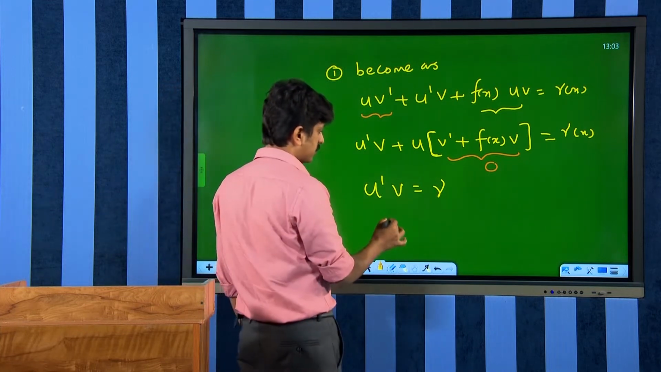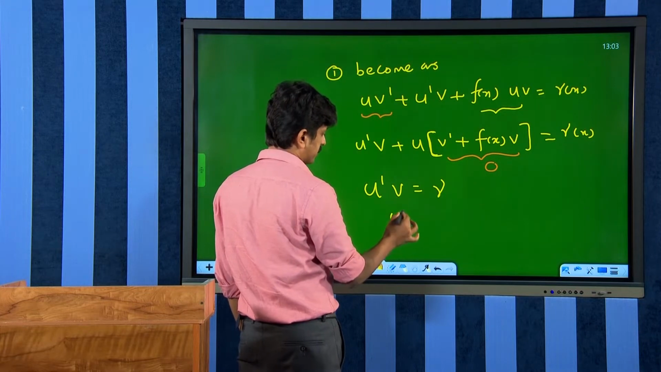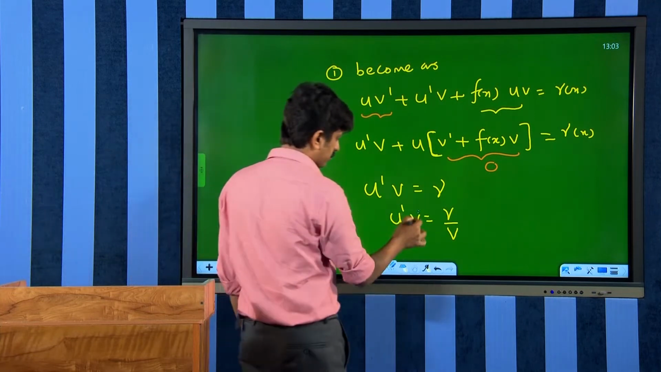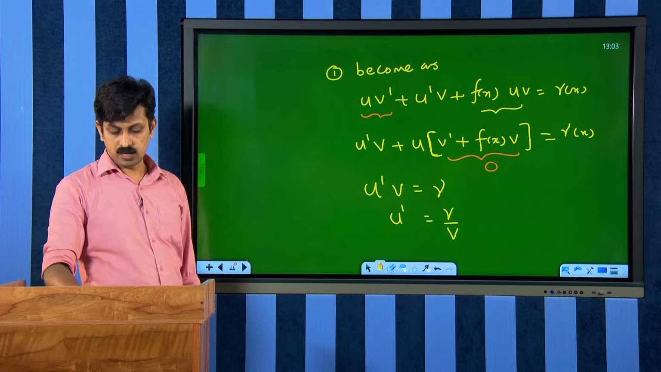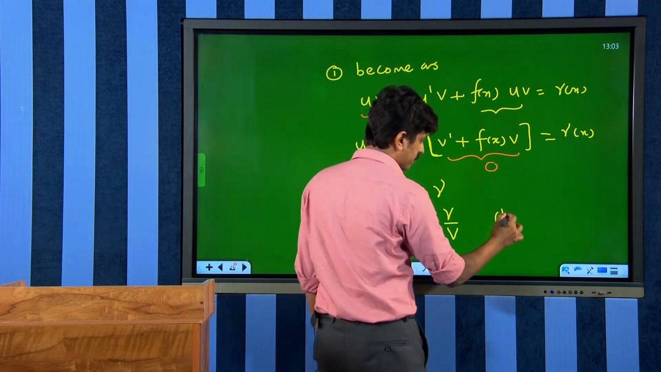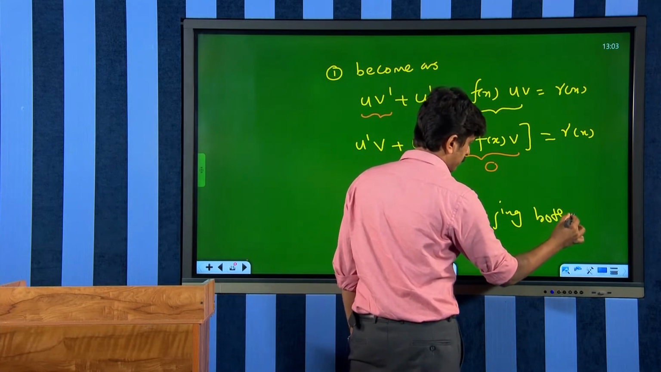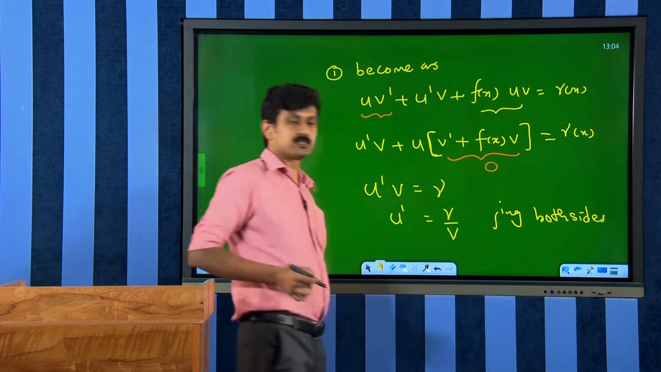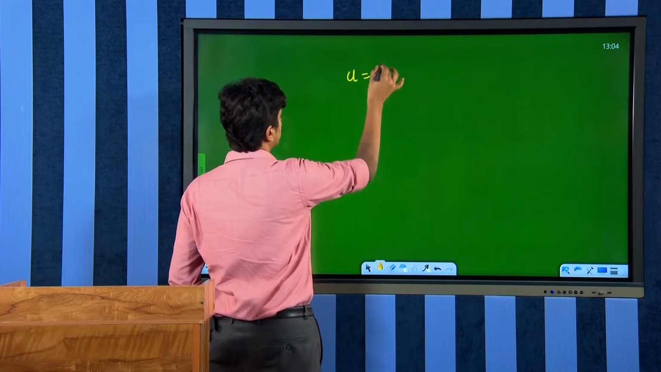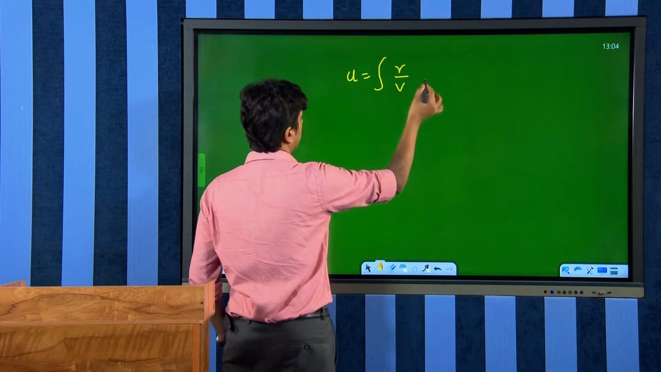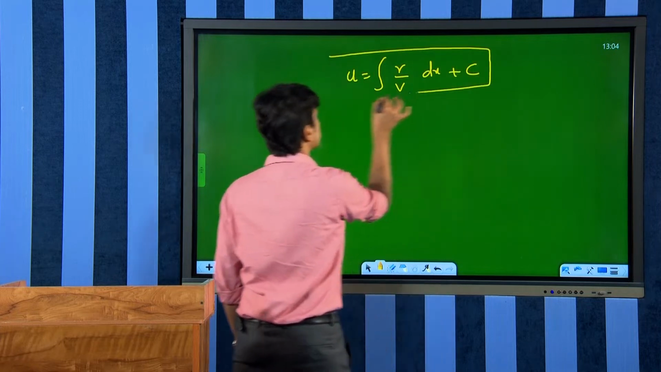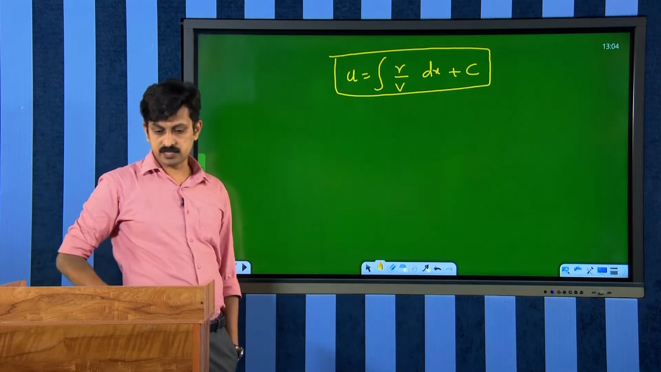So, from here we can say that u dash v is equal to r by v, sorry, u dash is equal to r divided by v. So, we can integrate both sides. Therefore, instead of u dash, we will have u is equal to the integral of r divided by v, that is, r of x divided by v of x dx plus the constant of integration. By using this we can find u.